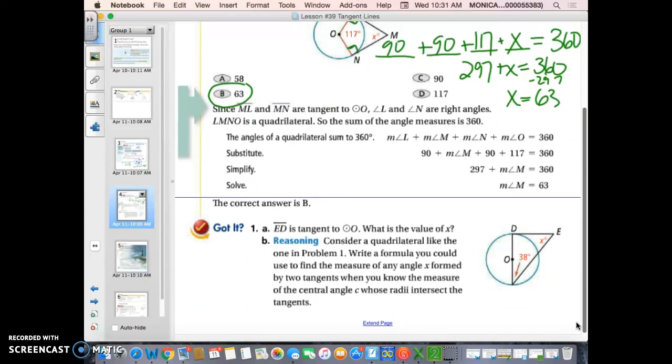All right, so let's look at this situation here. In this situation, we're not looking at a quadrilateral. We're looking at a triangle. So this time we know that our angle measures are going to add up to 180. There's only 3 angles here. One of them is 38. This one I know is a 90 because it told me it's tangent. And so I've got a 90 plus X. So 38 plus 90, I'm going to go ahead and type this in my calculator.